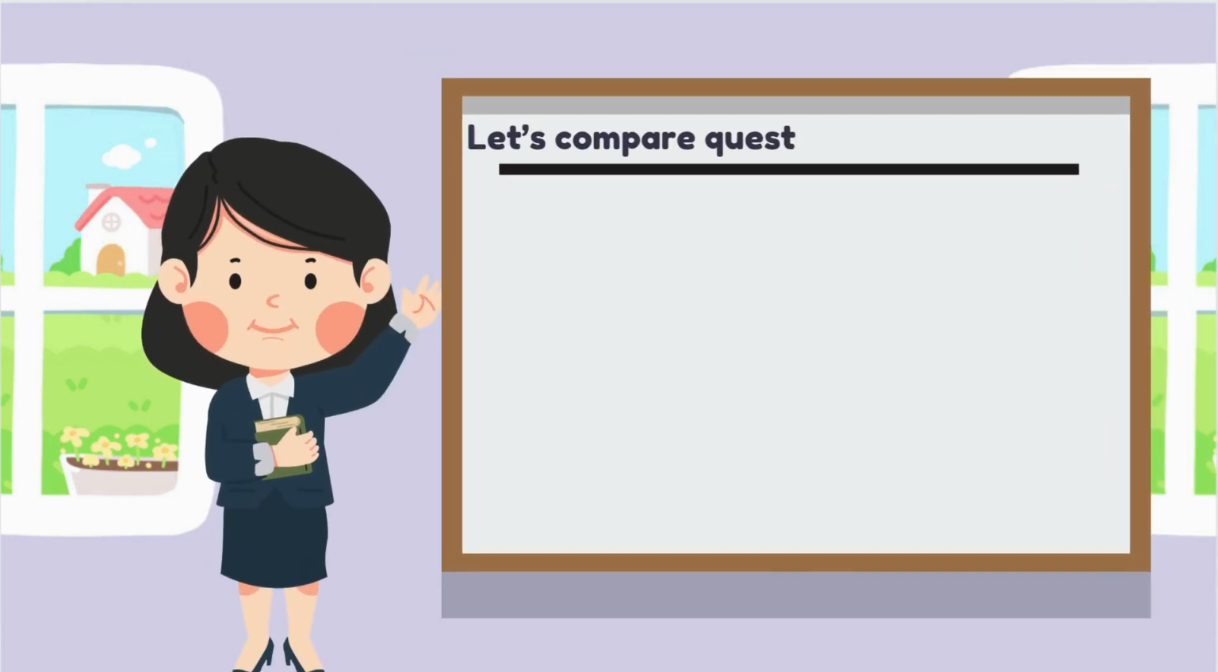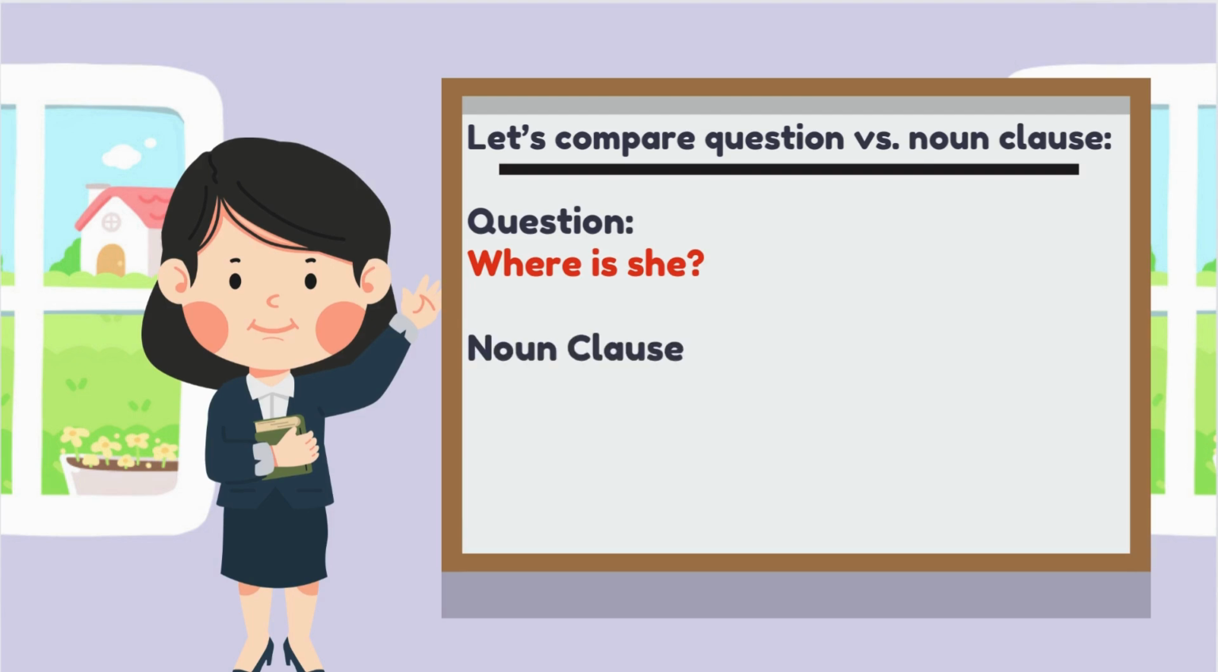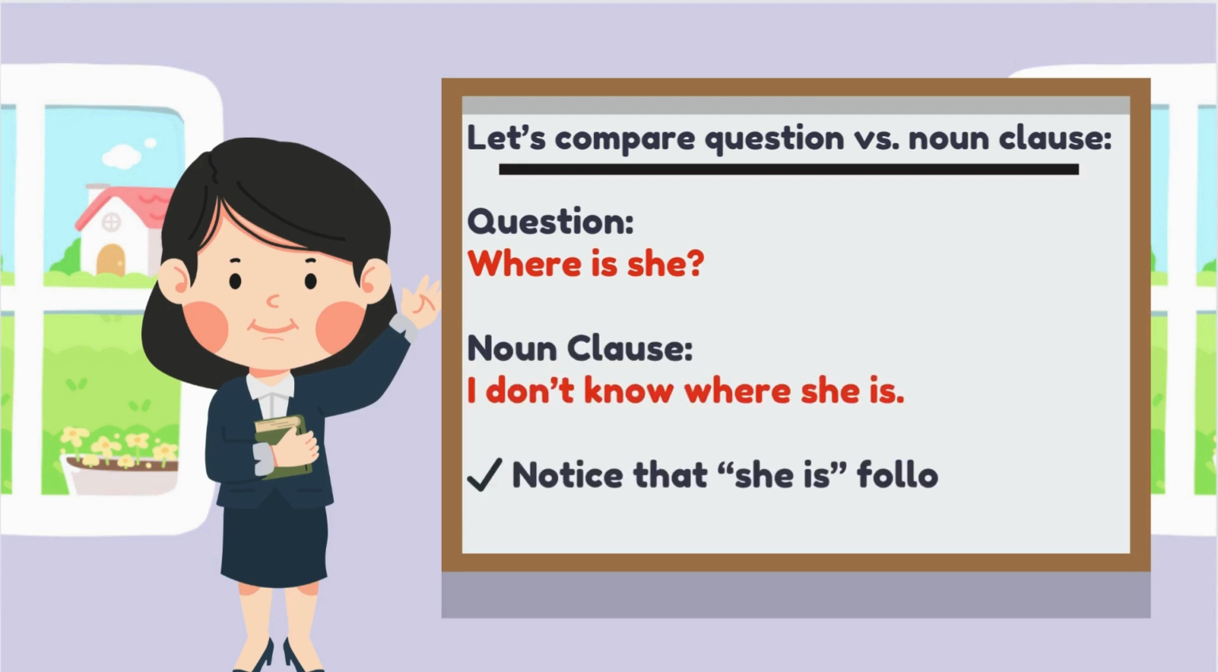So, let's compare question versus noun clause. For question, where is she? For noun clause, I don't know where she is. Notice that she is follows statement order.